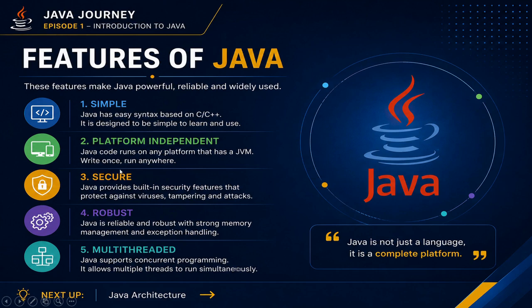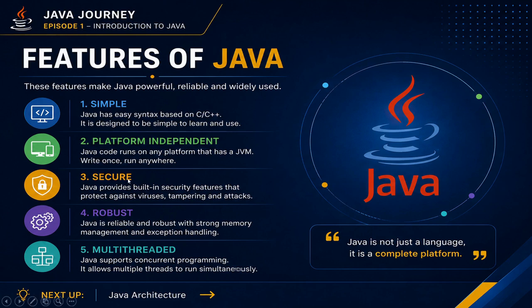Imagine a company building software for thousands of computers. Instead of rewriting code for every system, Java allows the same program to run everywhere. That saves a lot of time and effort. Imagine rewriting the same software separately for every operating system. That would be very difficult, right?